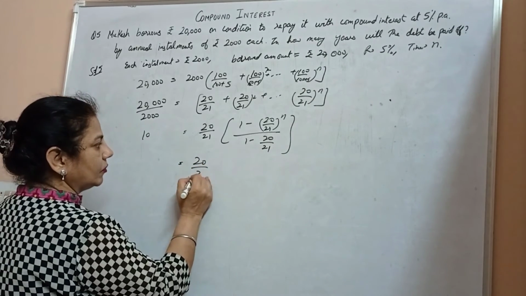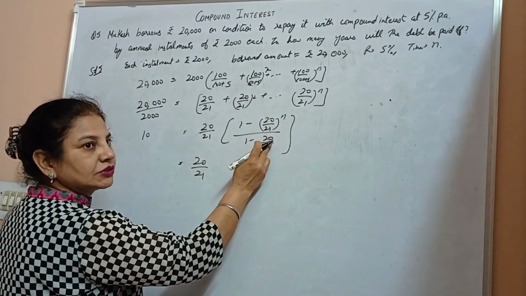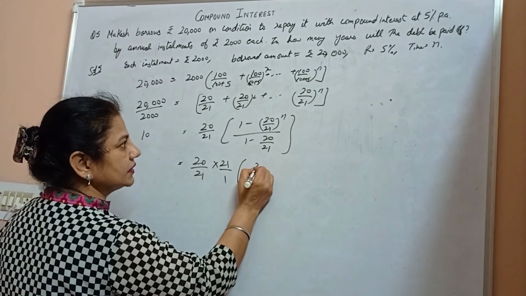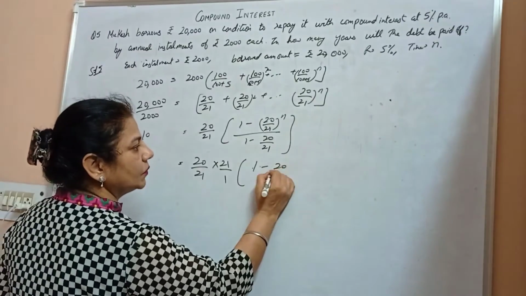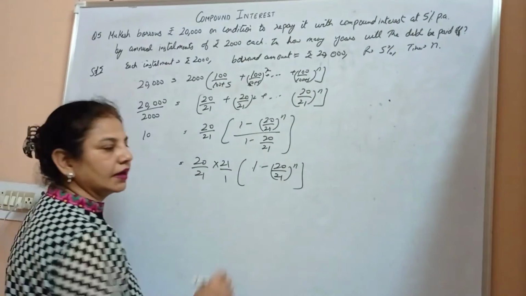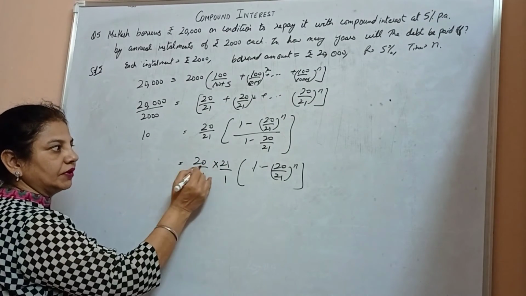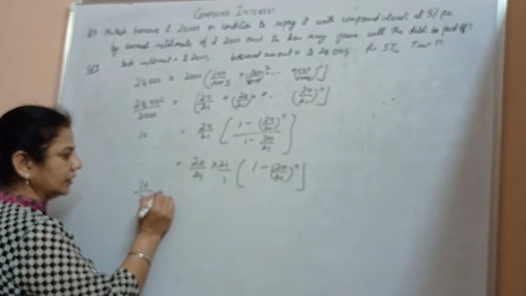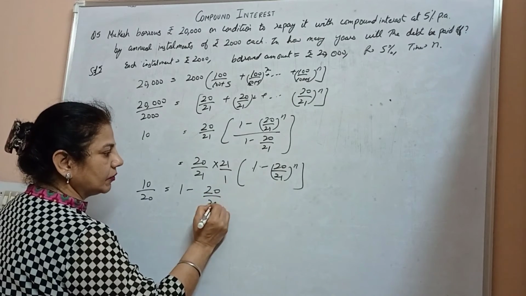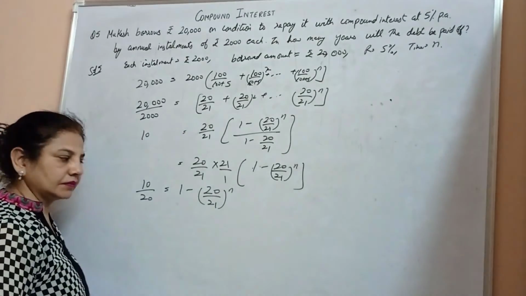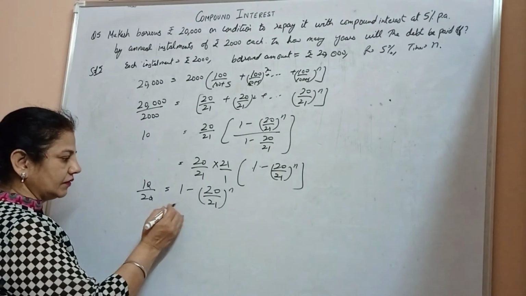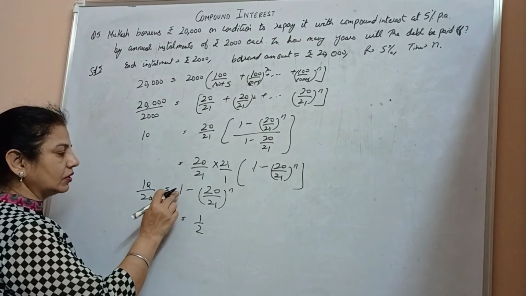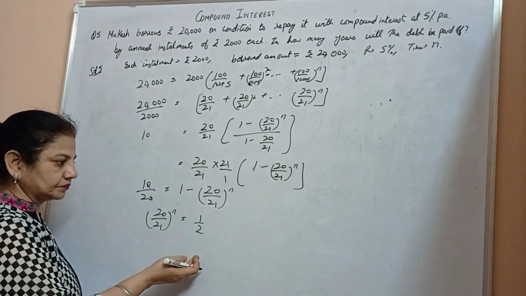Here you will get 10 only. Then 20 upon 21, take the LCM: 21 minus 20 is 1, 1 upon 21 means 21 upon 1. And this gives me the result as 1 minus 20 upon 21 whole to the power n. The 21s cancel out, I am left with 20 only, and 20 gets divided by 10. So 10 upon 20 is equal to 1 minus 20 upon 21 whole to the power n. This is half. So I will get 20 upon 21 whole to the power n is equal to 1 by 2, because 1 minus half is 1 by 2.